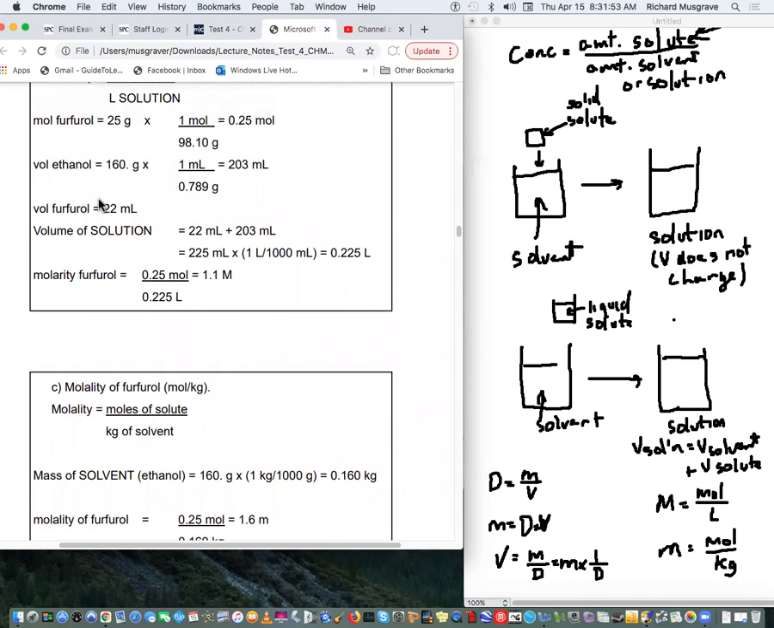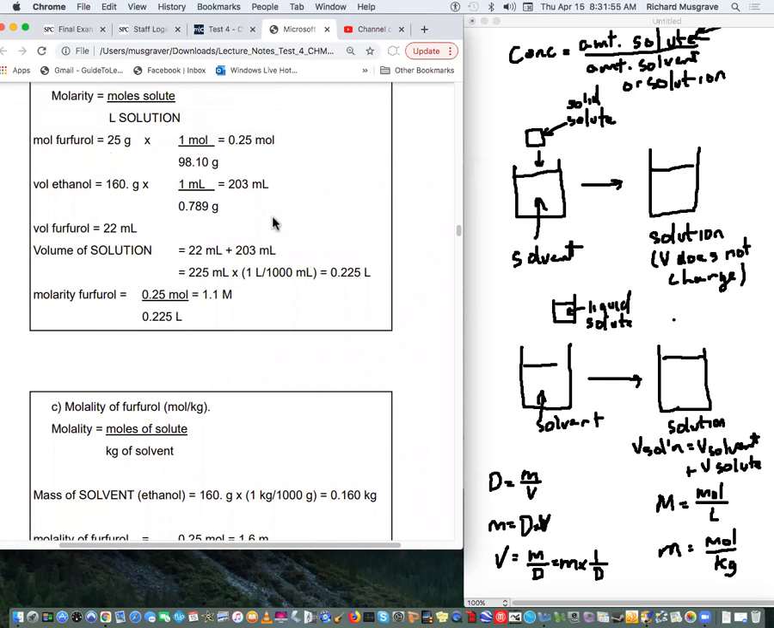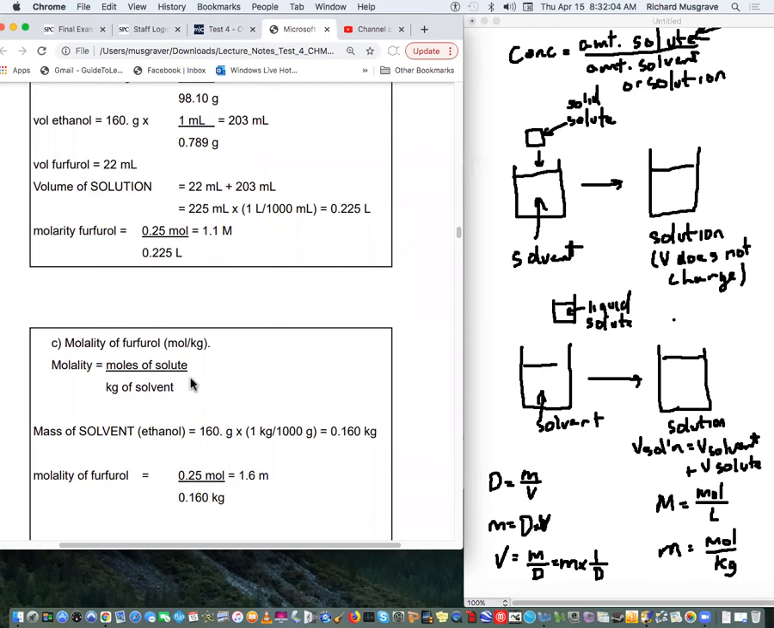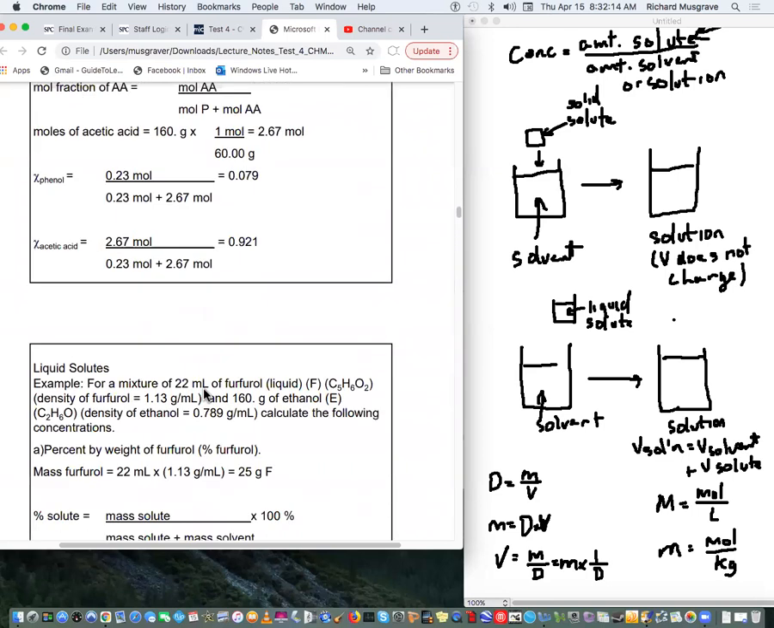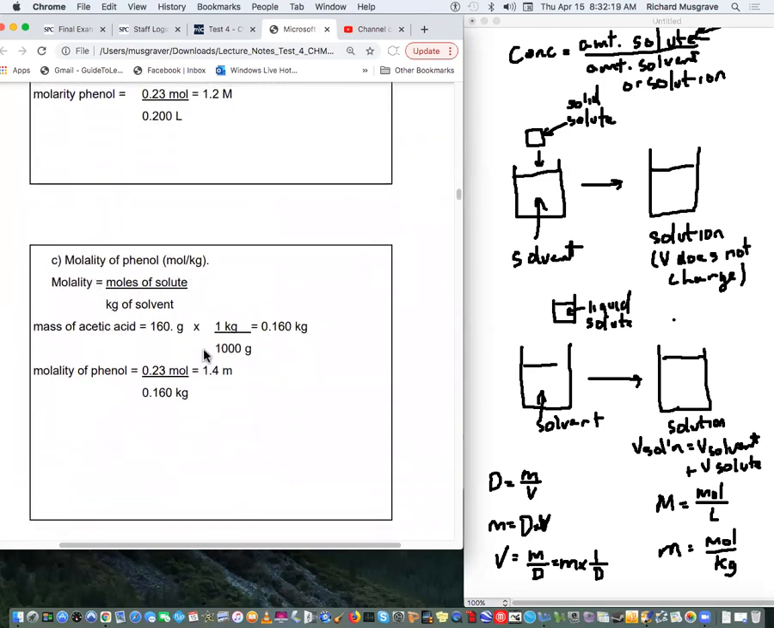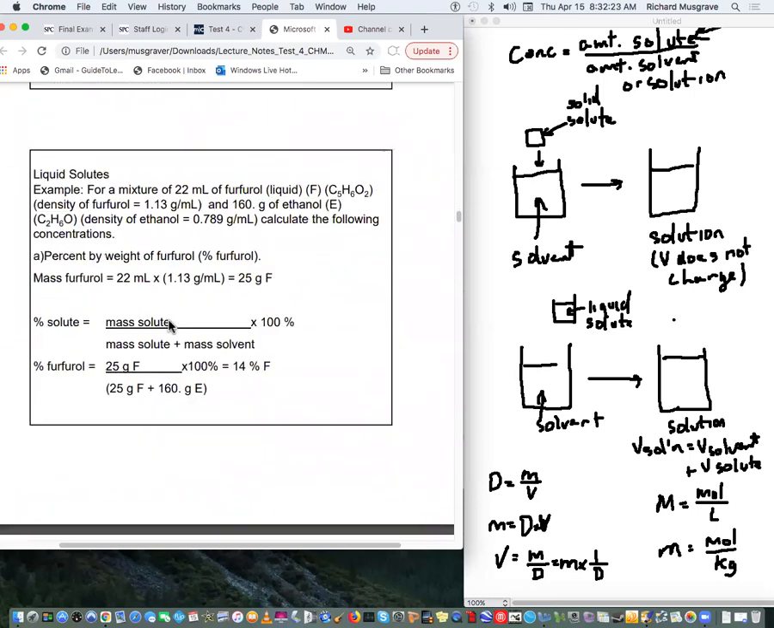In the case of the molarity, I needed liters of solution, which necessitated that I add the volume of the solute to the volume of the solvent. In the case of molality, we're only ever interested in the solvent. So there's no need to even consider the solute here. This is exactly the same as what we did when we had the solid solute. All we did was take the kilograms of solvent. Again, just the same deal.